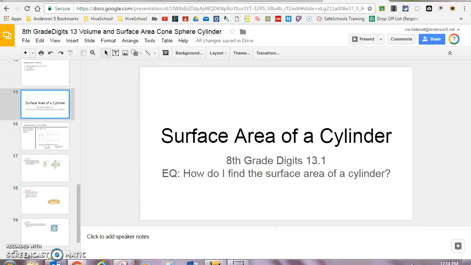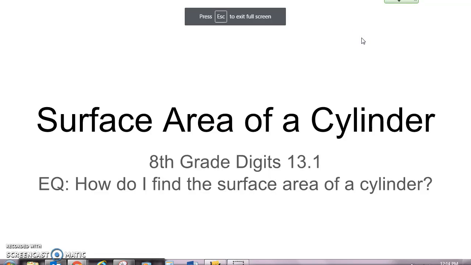Then on the next clean sheet of notebook paper in your notebook, write the title, surface area of a cylinder. And then our essential question for today is, how do I find the surface area of a cylinder? So we just have one new formula for today, surface area of a cylinder. Hit pause to set up your notes. When you're ready to move on, hit play.